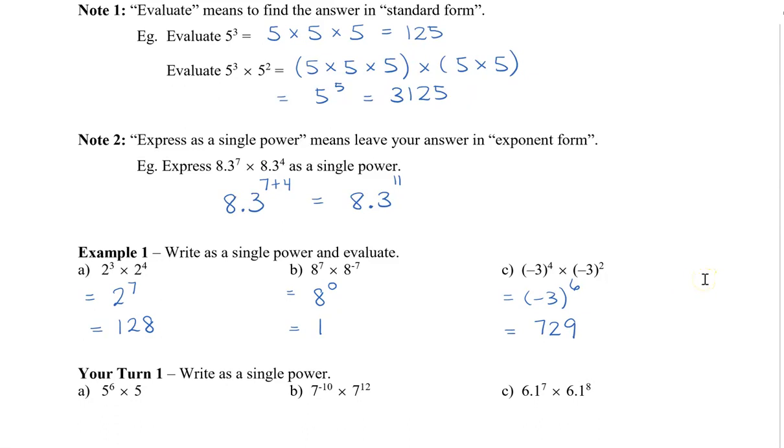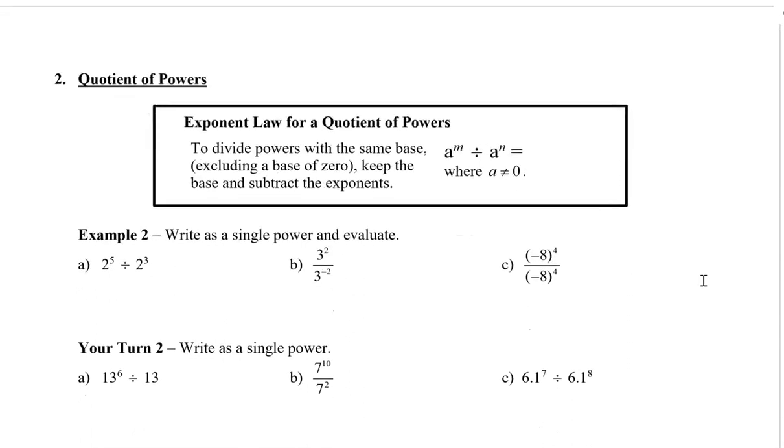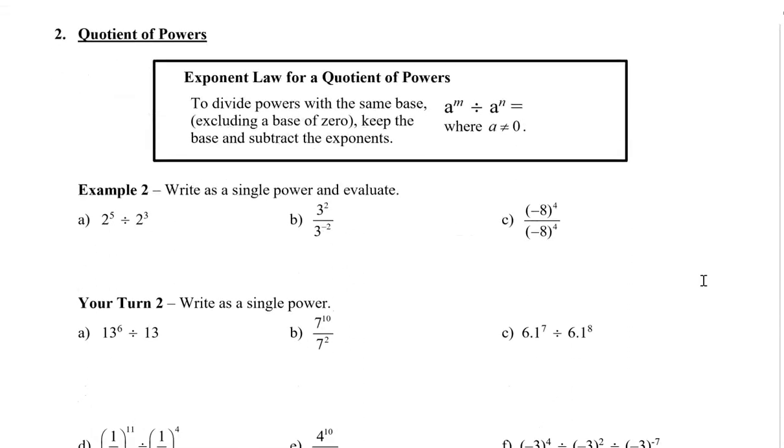All right, next we're going to take a look at the quotient of powers. So to divide powers with the same base, except that the base can't be 0, we keep the base like we did with multiplication, but this time we're going to subtract the exponents. So we have a to the m divided by a to the n. We keep the base a, but this time we're going to go m minus n with the exponents. And then again, a cannot equal 0.